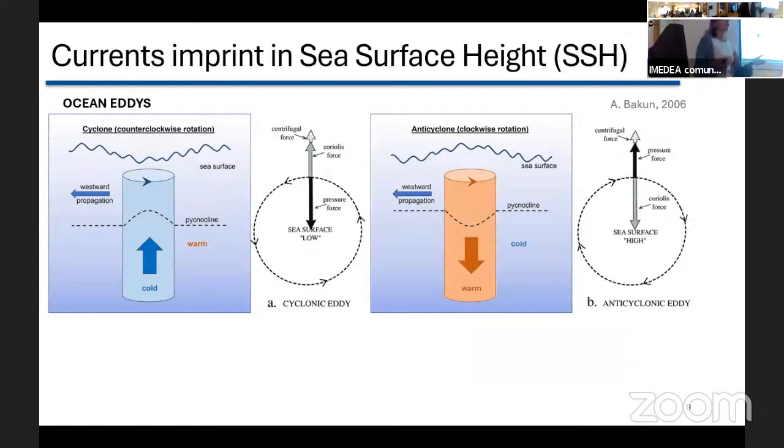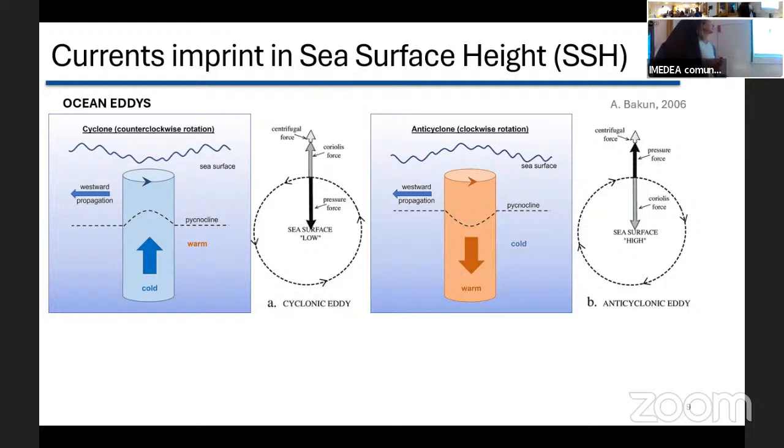Also, when a strong current encounters an obstacle, such as the coastline or other water masses, the flow becomes unstable and it starts rotating, creating what we call ocean eddies. So there are two main types of ocean eddies.